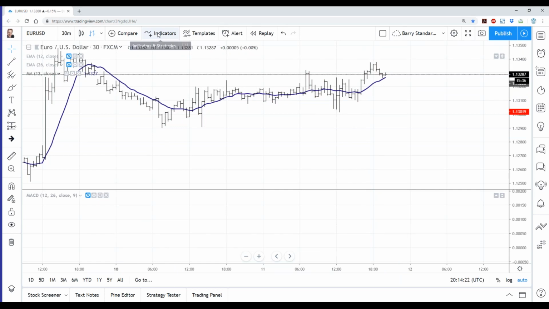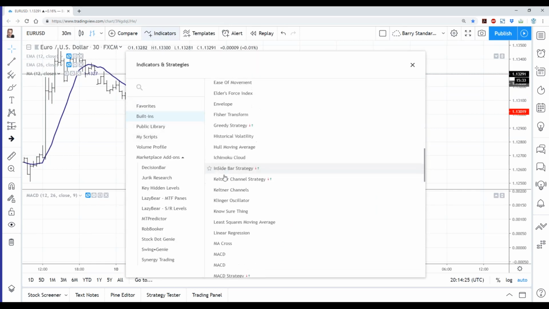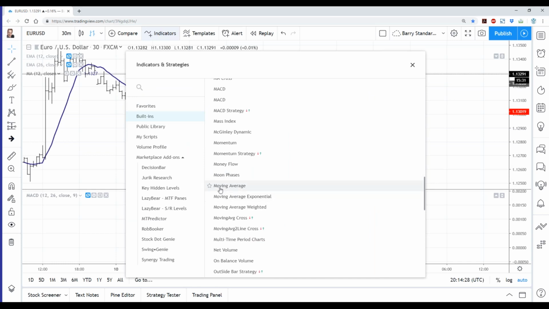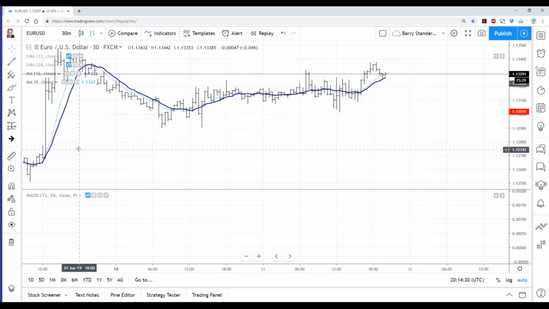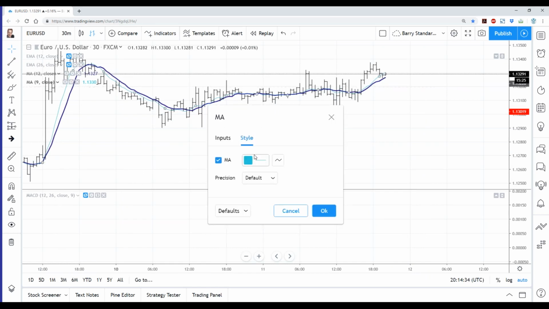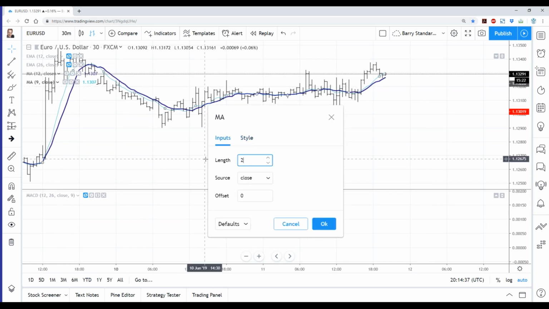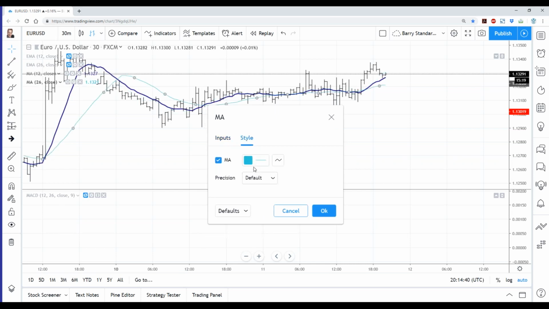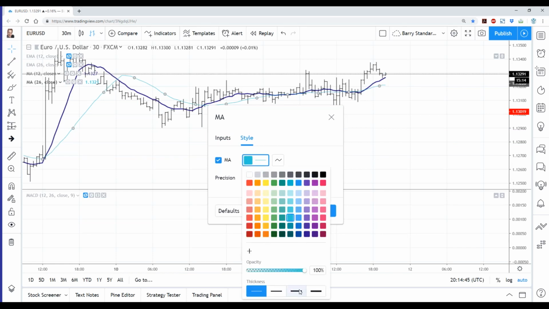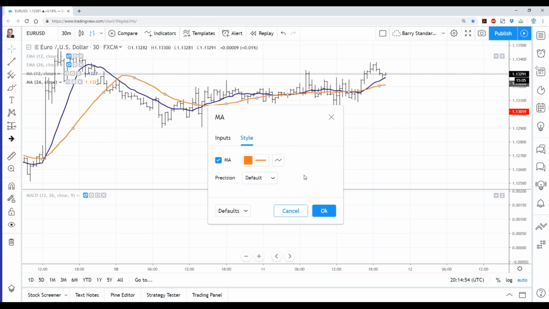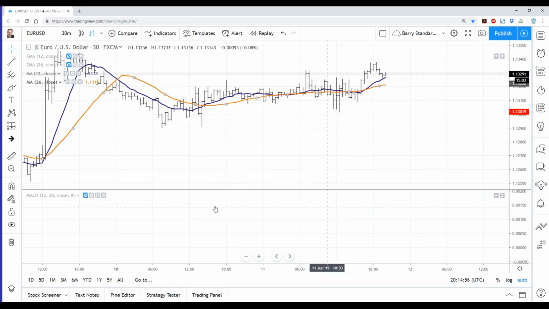Then we're going to add on to that a 26 period moving average. And let's see, let's make this one, we'll leave it turquoise, and we just want to make it a thick line. Nah, let's make it gold so it's easier for you to see. So now we have two moving averages on a chart. We have a 26 period and a 12 period.